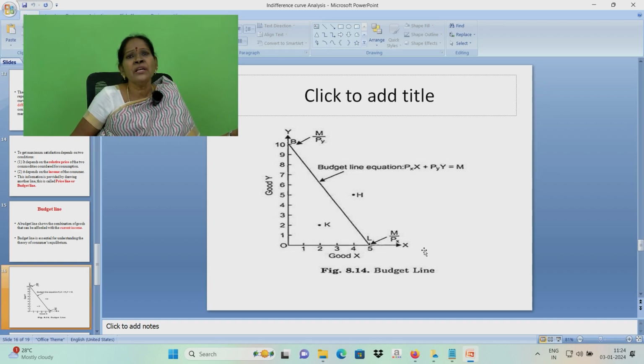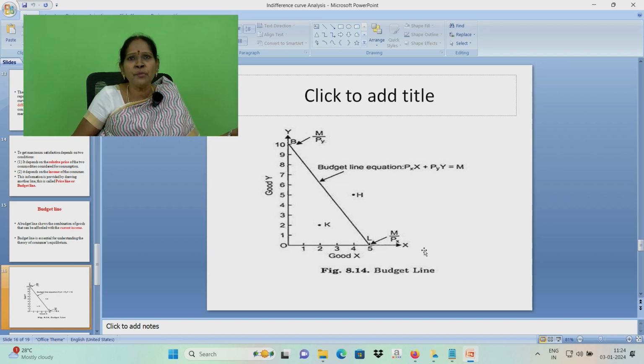For example, if you select any point within the budget line, called point K, you cannot select that point, because in indifference curve analysis the consumer is not in a position to save any amount of the income which is earned by the individual. So you cannot select point K because saving is not possible in indifference curve analysis. That means it's ruled out in the assumption.